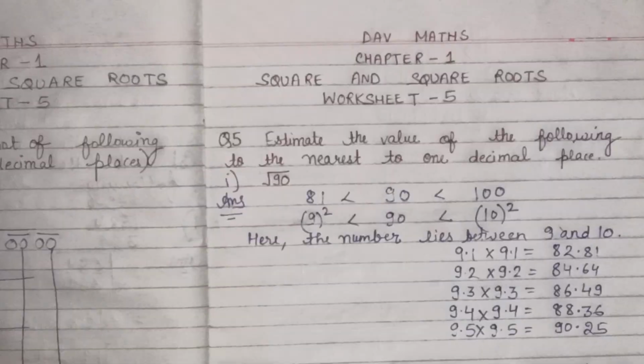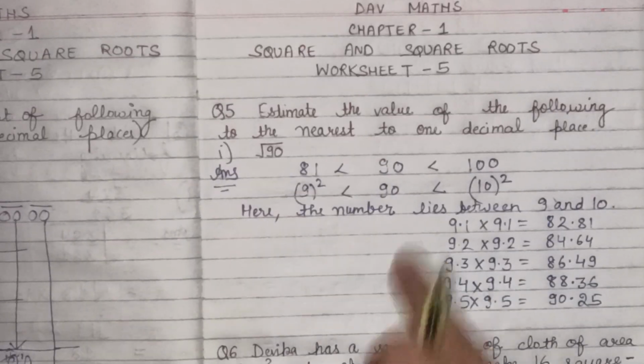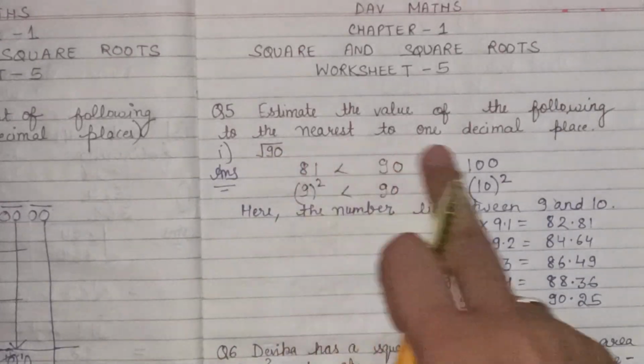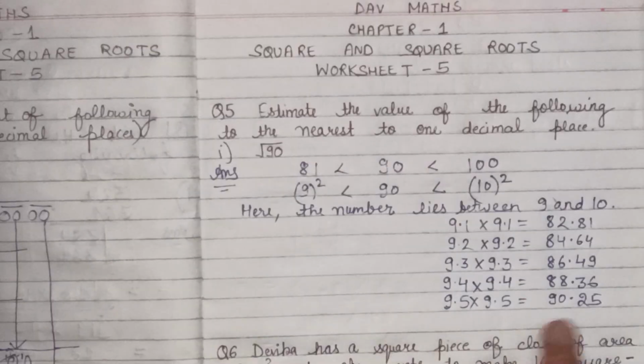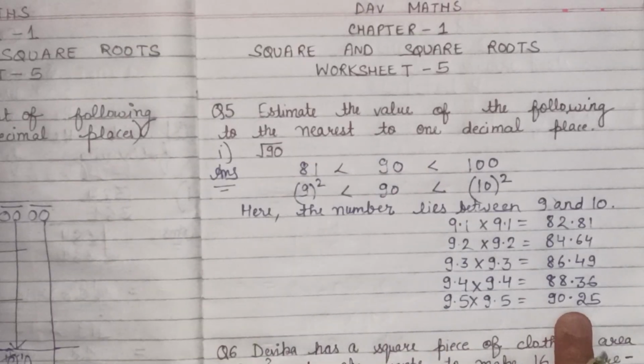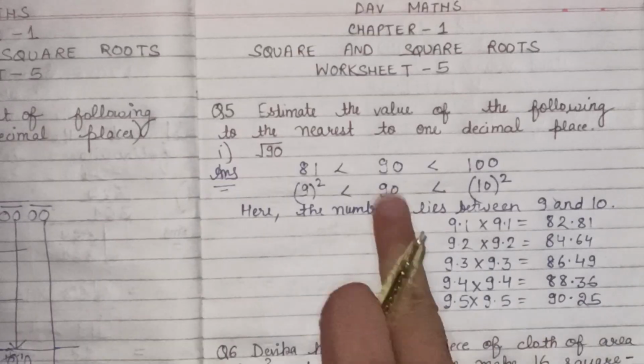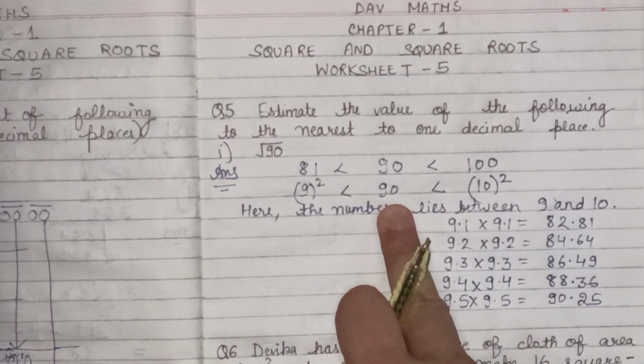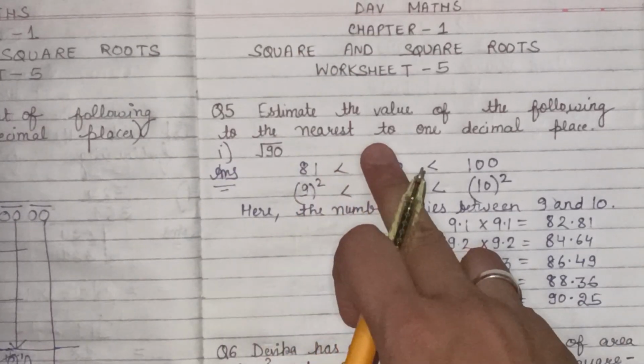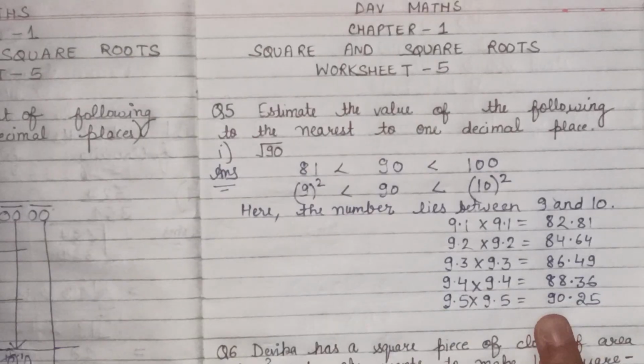In this question, we have to estimate the value of under root 90 to the nearest one decimal place. Here, 90.25 is very close to 90. Here we have to find the nearest, so 90.25 is nearest to 90.